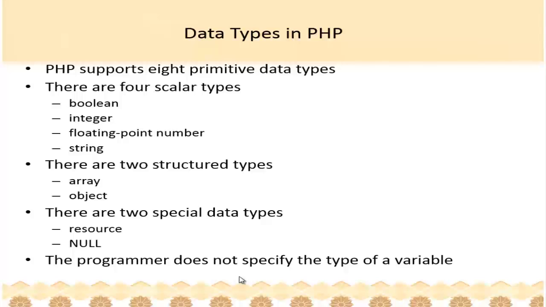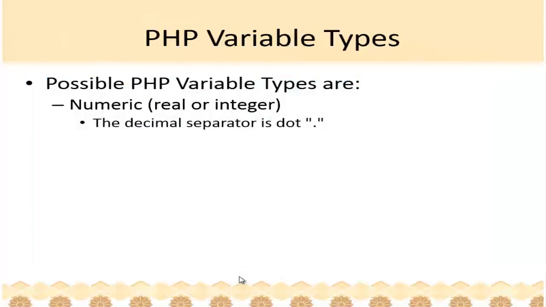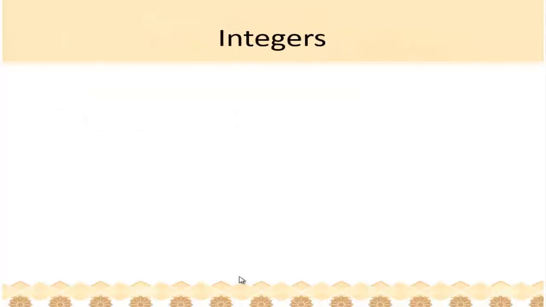Then we have null, which is a special type of value which just indicates nothing. Null means nothing. As you know very well, as programmers, you don't specify anything. So int is a whole number, float is a real number. Remember, it's a real number, it's not the float that you see in the other programming languages. It's actually a double. Then we have string, boolean, array, object, resource, and null. Let's look at the first one, that is real or integer values.